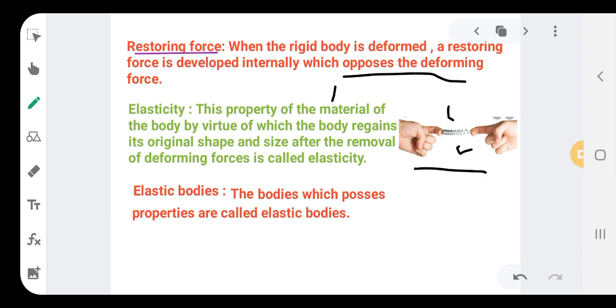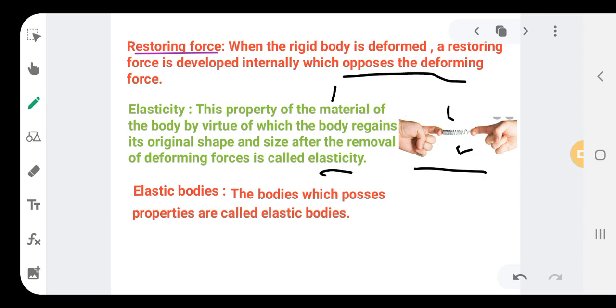Elasticity, let us see the definition. The property of the material of the body by virtue of which the body regains its original shape and size after the removal of the deforming force is called elasticity. I will repeat: the property of a material of the body by virtue of which the body regains its original shape and size after the removal of the deforming force is called elasticity. For example, a rubber band.